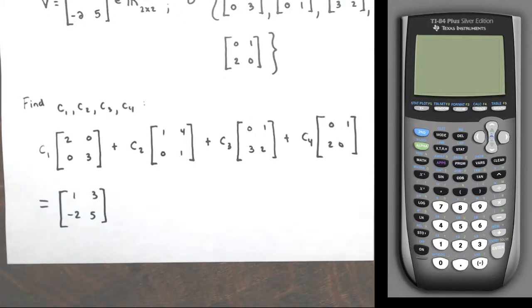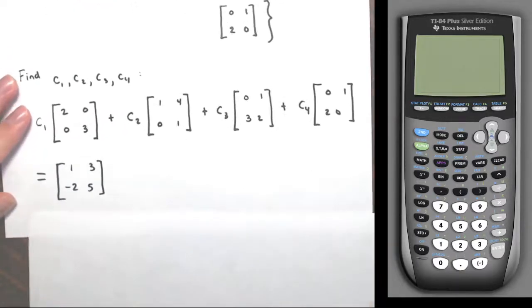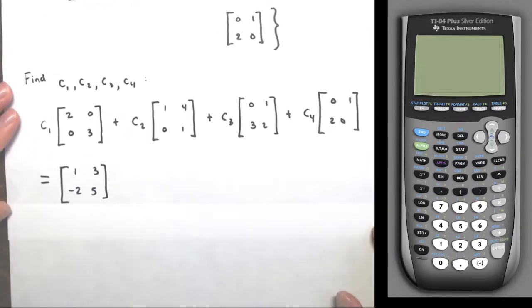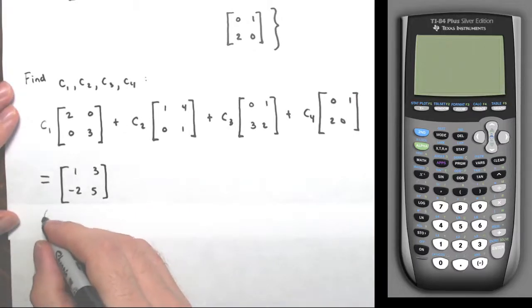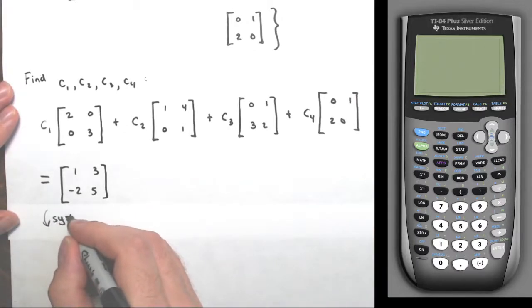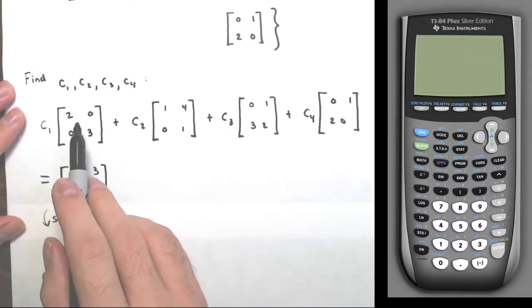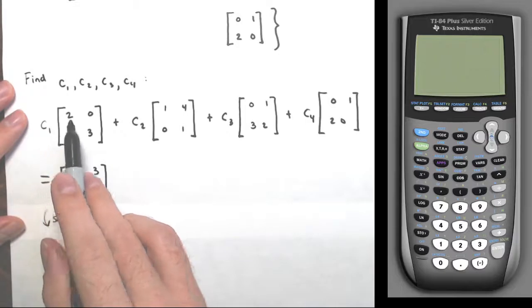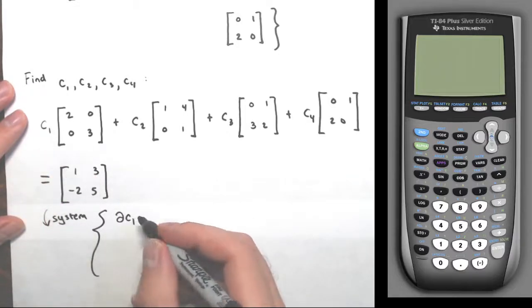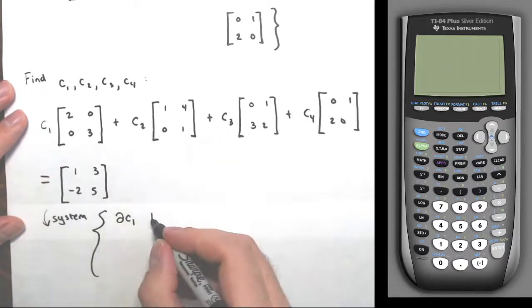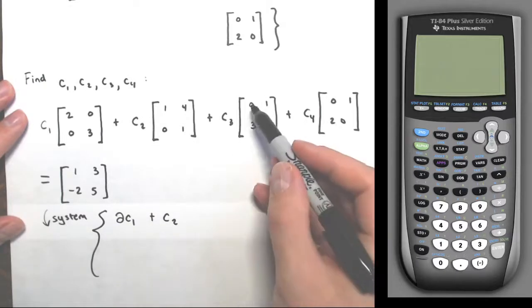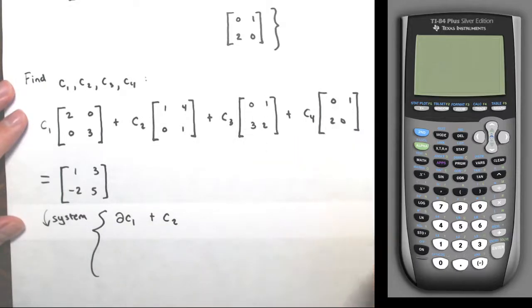And here's what that system would look like. If I look at the first row, first column entries, and again I'm using standard matrix addition and scalar multiplication here, this leads me to this system. Look at the first row, first column entries. You have 2C1 plus 1C2 plus 0C3 plus 0C4 would have to be equal to 1.